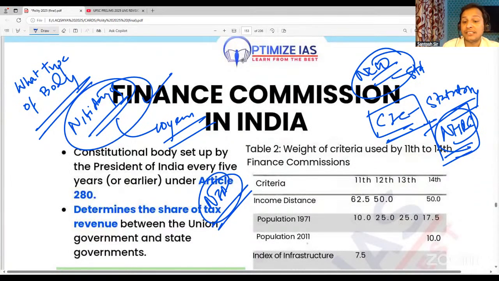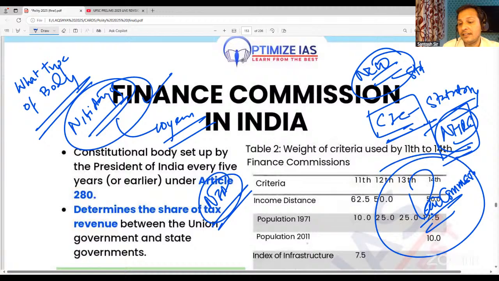Then the Law Commission is in the news. What kind of body is the Law Commission? Anyone, quickly? Yes, NIA is statutory. Very good. What is the Law Commission? Let me see how many of you are able to answer.